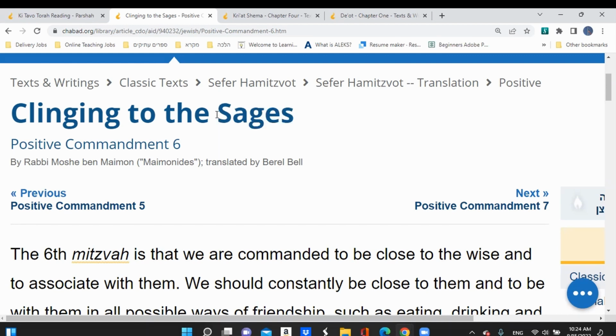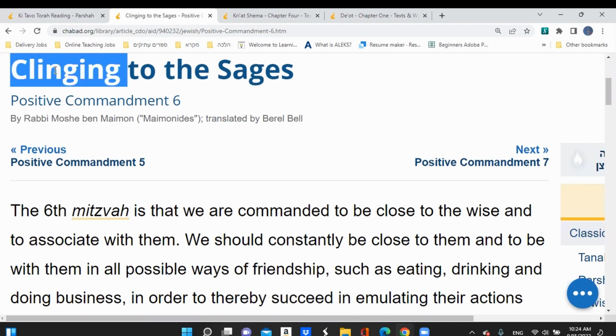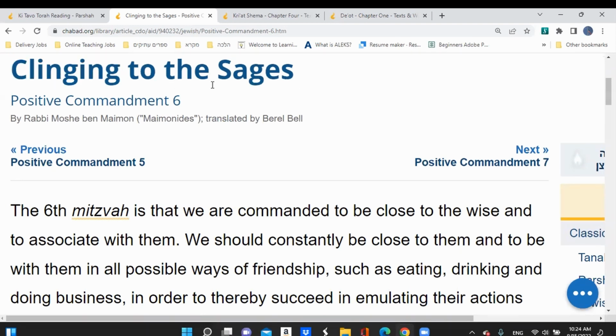It just means that humans can represent God, right? So the way we cling to God, who is not physical, and clinging sounds kind of physical, is that we draw close to God by getting close to people who are also close to God.